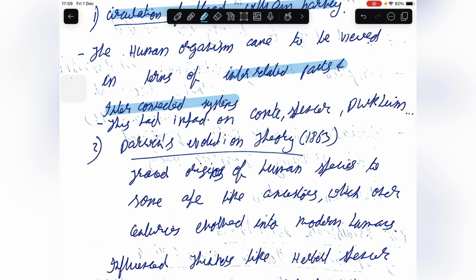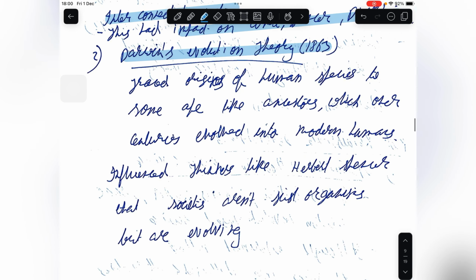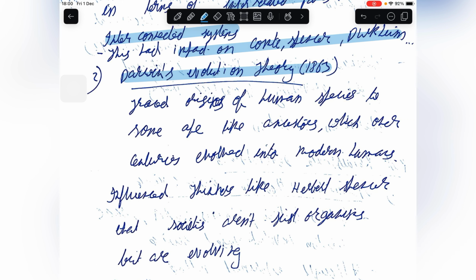Why did I highlight this? Because this had an impact on Kant, Spencer, and other sociologists. Then there is Darwin's evolution theory, another biological development. It basically says that he traced the origins of the human species to some ape-like ancestors, which over centuries evolved into modern humans.